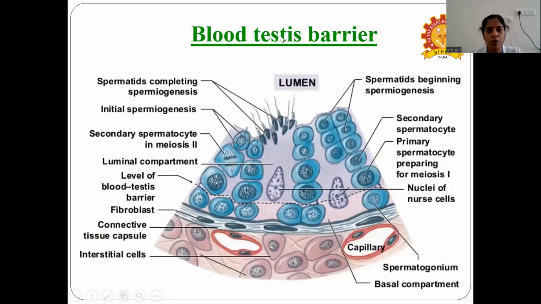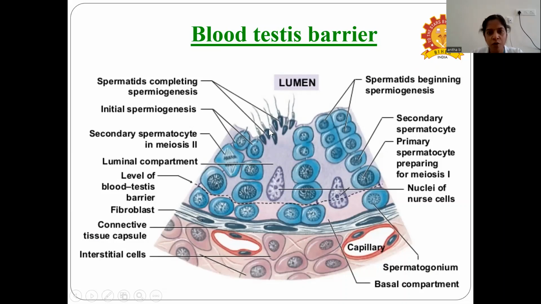So just a note on the blood testis barrier. See here, this is the testis. In the interstitial tissue, some capillaries will be there, containing blood, blood cells, everything. Here you can see the base of the seminiferous tubule, with spermatogonia, spermatocytes, secondary spermatocytes, then spermatozoa. See the pillar cells; this is the Sertoli cell. The Sertoli cells divide this into two compartments, basal and adluminal.